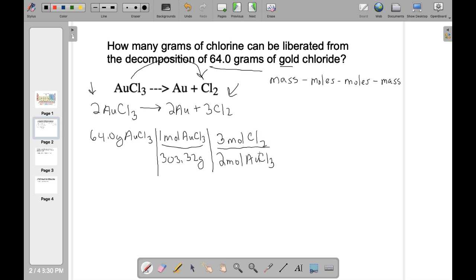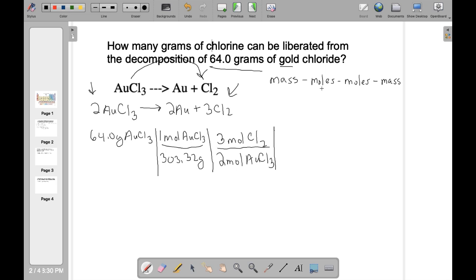So you're probably saying, why did you put gold chloride in the bottom? How do I know what to put in the bottom and what do I put in the top? And the answer is very simple. I look over here. Notice I have gold chloride on the top. Well, when I go to cancel them out, I need gold chloride on the bottom. This is dimensional analysis, which we did in the very first unit of chemistry. Now it matters. You're going to be doing a lot of dimensional analysis, so make sure you have the units written out.